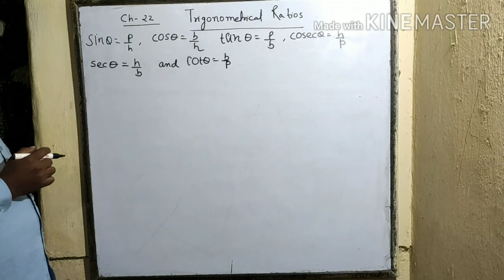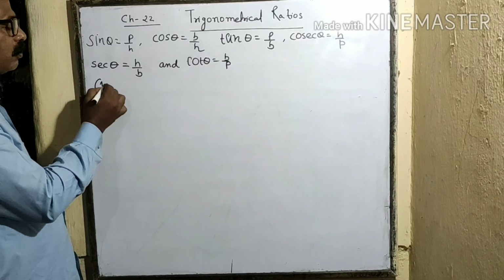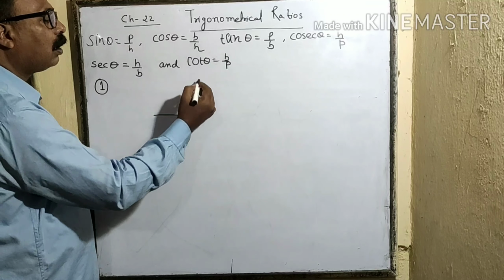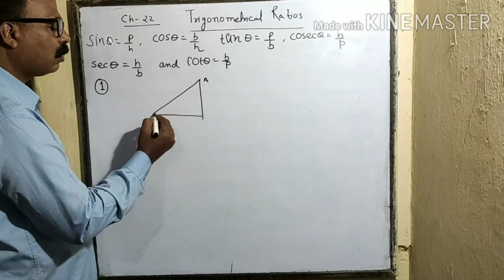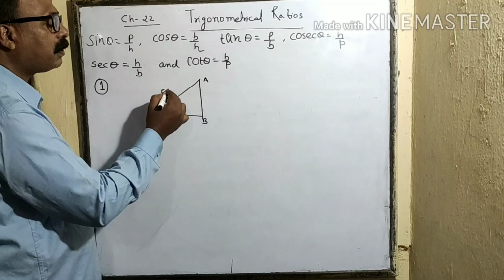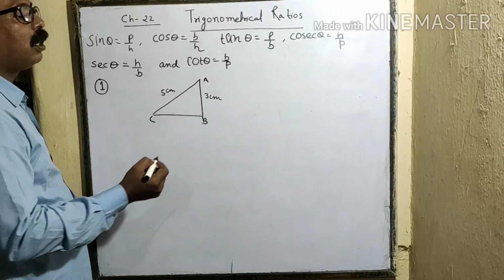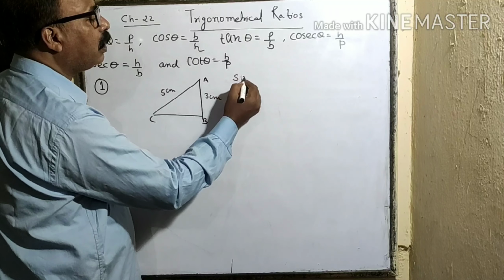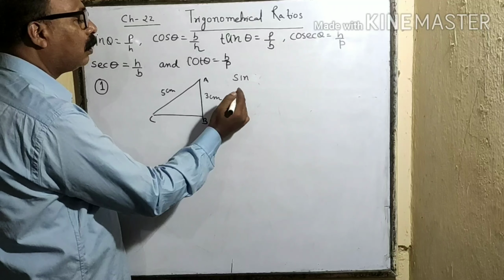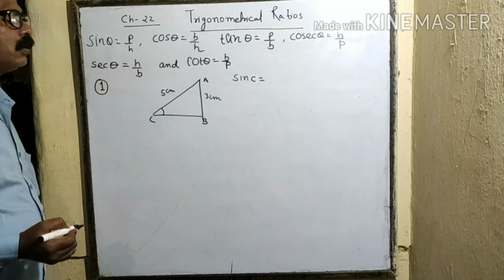Now we'll discuss the types of sums. The first type of sum is where a figure will be given, a right triangle will be drawn, and information will be provided like this is 5 centimeter, this is 3 centimeter, and you have to find the value of sin A, or you have to find the value of sin C. Sin C is equal to how much?